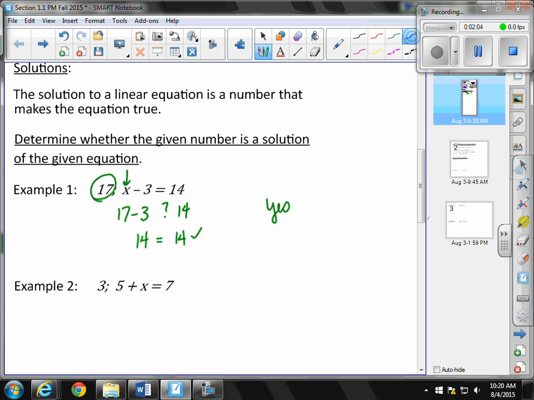In equation number 2, they are asking us, is 3 a solution to my equation? I substitute 3 in for x. 5 plus 3. Is that equal to 7? 8 is not equal to 7. So my answer here, no, 3 is not a solution.